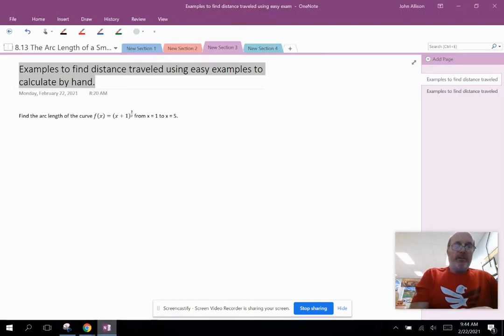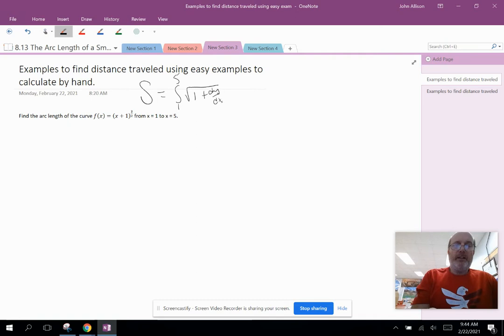So we're going to start by finding the arc length of the curve f of x equals (x plus 1) to the 3 halves from x equals 1 to x equals 5. Recall that the arc length s is equal to the integral, in this case from 1 to 5, of the square root of 1 plus (dy dx) all squared times dx. Remember, that's not the second derivative under there, that's the first derivative all squared. So to start, we have to find the first derivative, dy dx, and that's going to equal 3 halves times (x plus 1) to the 1 half.